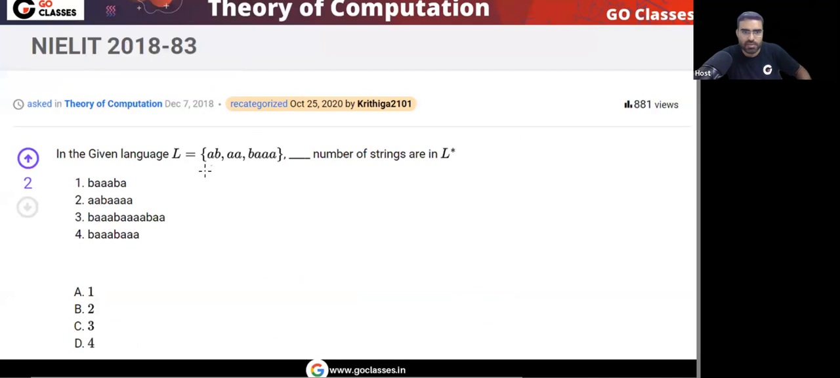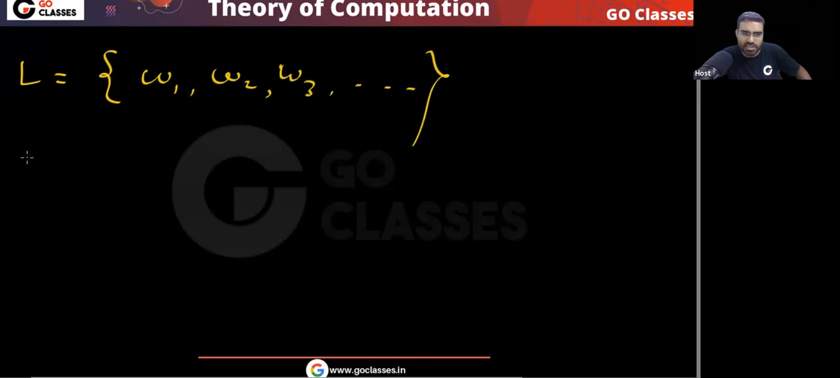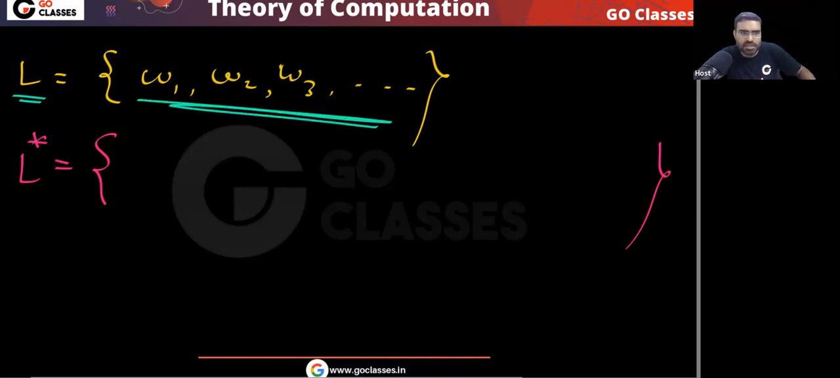So let's quickly solve it. In the language you have these strings. Which of these strings belong to L star? Do you remember one thing? If your language L has strings, for example A, B, or maybe W1, W2, W3, what strings will L star have? Any combination of these, yes or no?